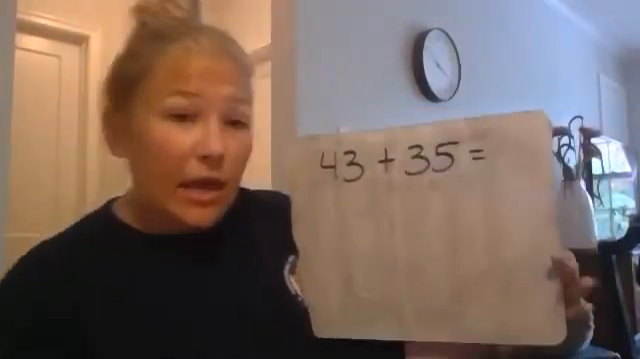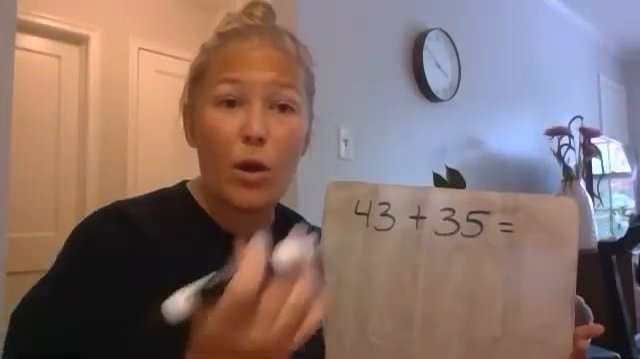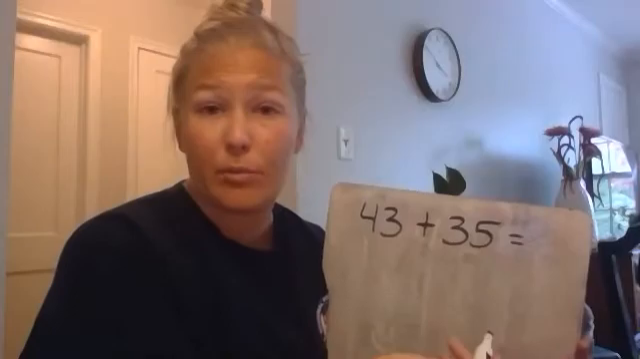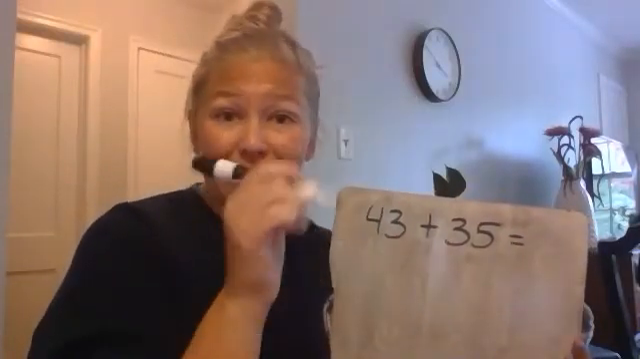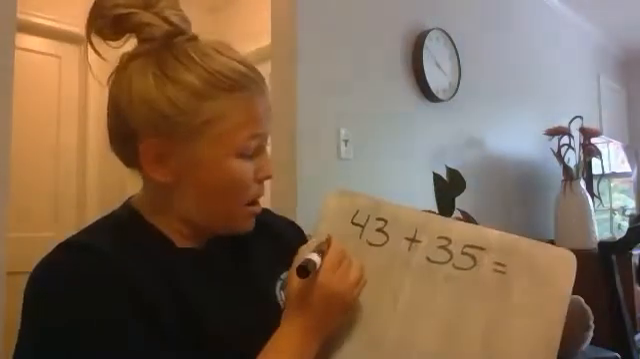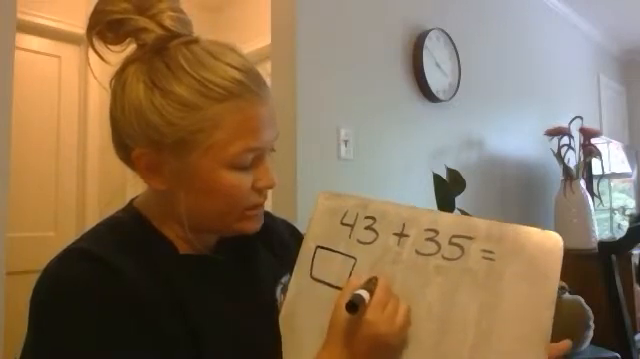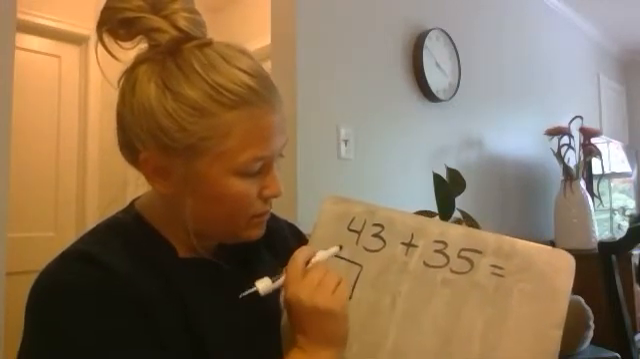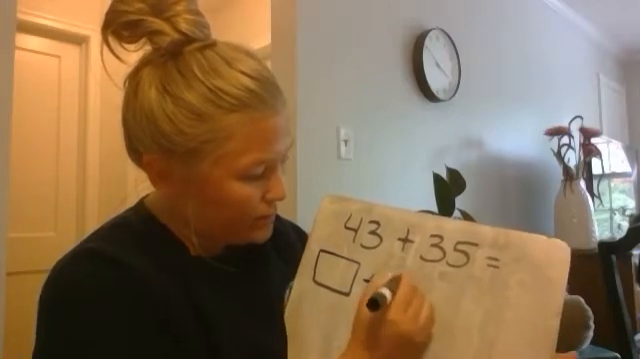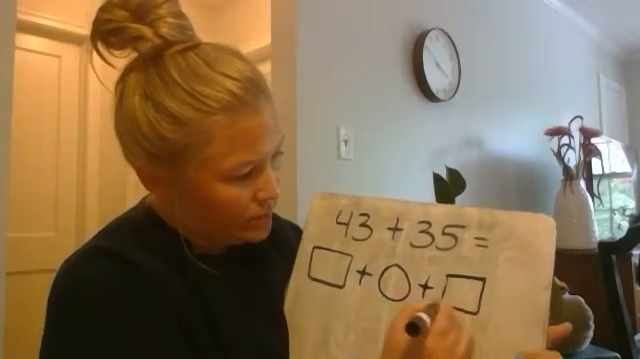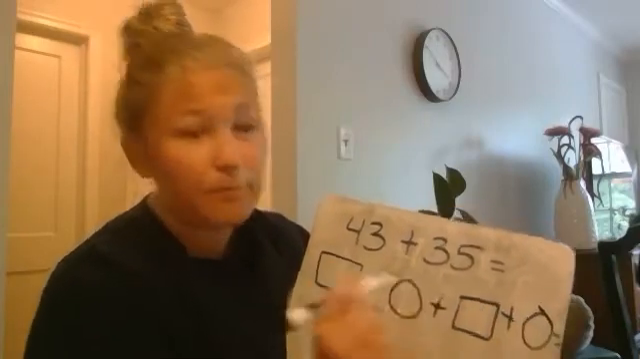All right, so let's say I have 43 plus 35. Okay. So the first thing that we do is we want to identify what numbers are in the tens place and what numbers are in the ones place for both numbers. So remember, we used to do that with a box and a circle. So I'm going to go ahead and draw my boxes. So we do tens plus ones plus tens plus ones. And we're going to break down our numbers.